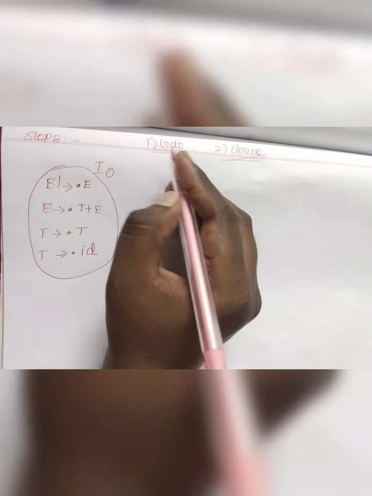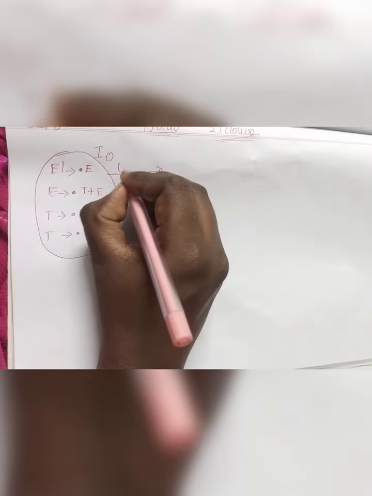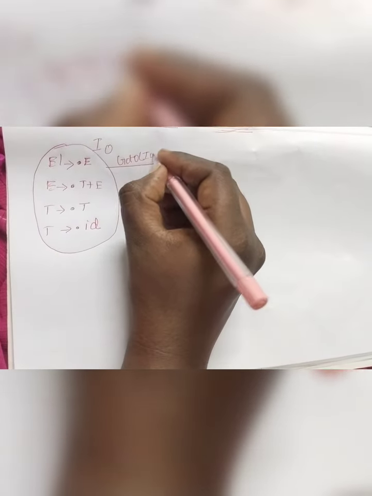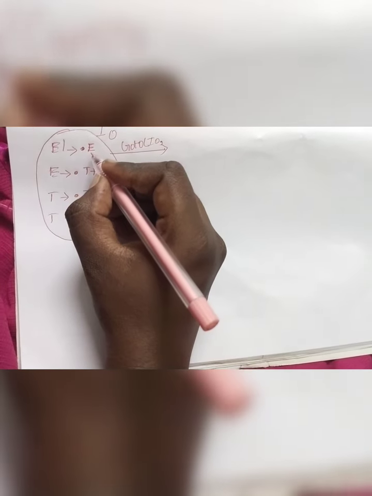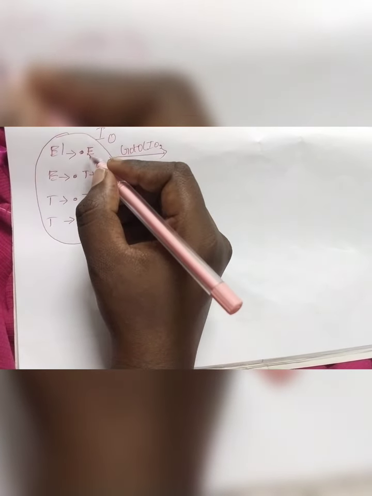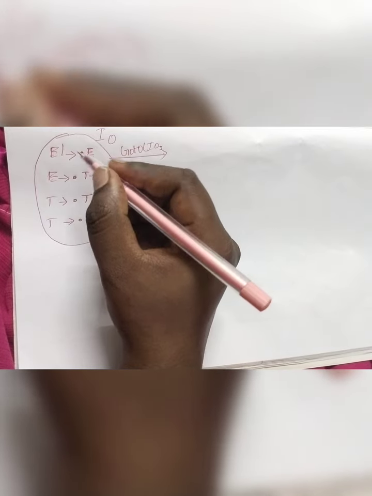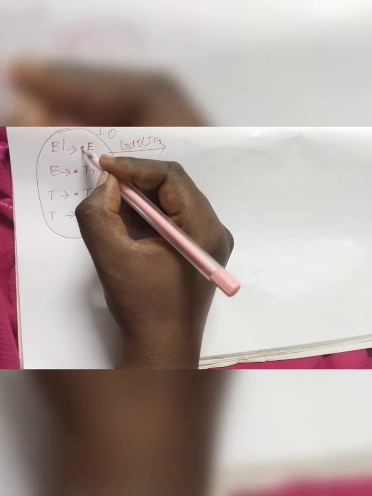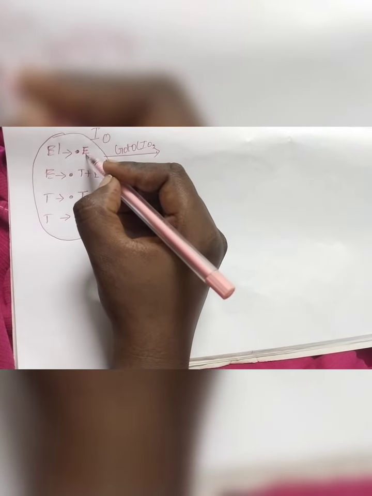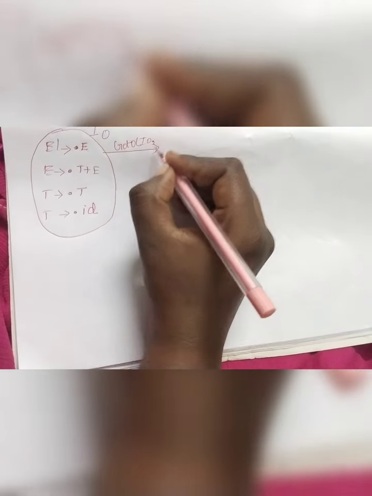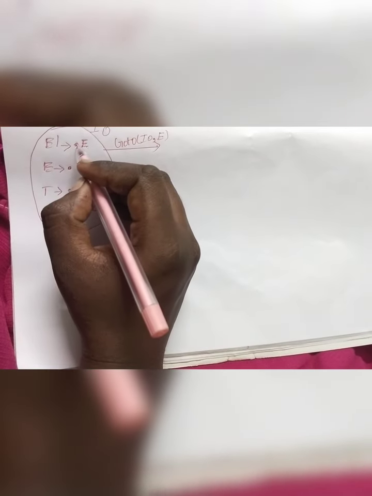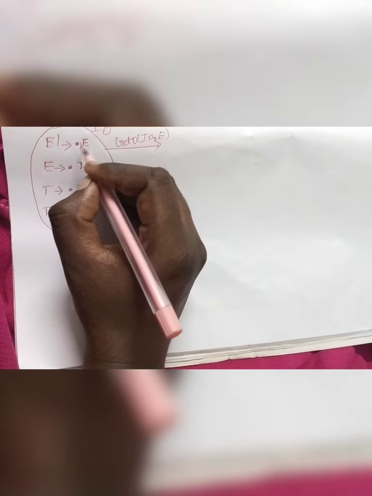First we will see what the goto function is. If I say goto from one item number, here we have item number 0. From item number 0, check whether the dot is followed by any terminals or non-terminals. Non-terminals are capital letters. Terminals are small letters, symbols, numbers and digits. Here the dot is followed by E, so I say goto of I0 comma E. The dot can be moved from here to here.